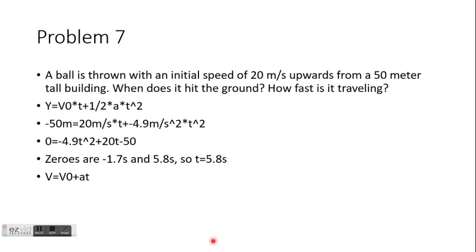So v equals v naught plus at, and then you plug in what you know, and that'd give you the final velocity. It's 37.1 meters per second downwards. This doesn't show that, but it'd be downwards. It'd be a negative or downwards. Since it's just asking for how fast, it's asking for speed, so it's just 37.1. But if it had been asking direction, it'd be down.